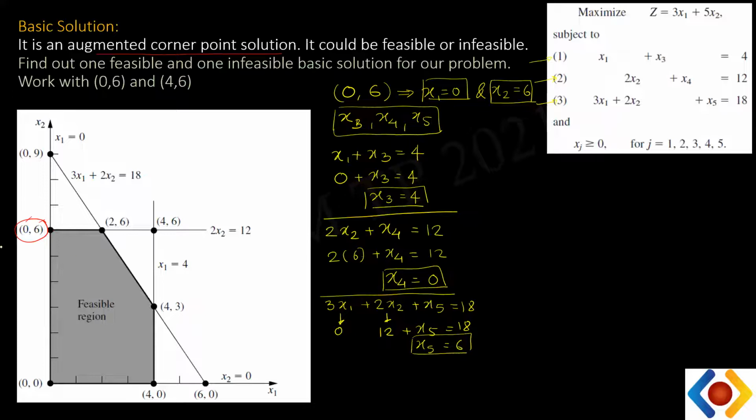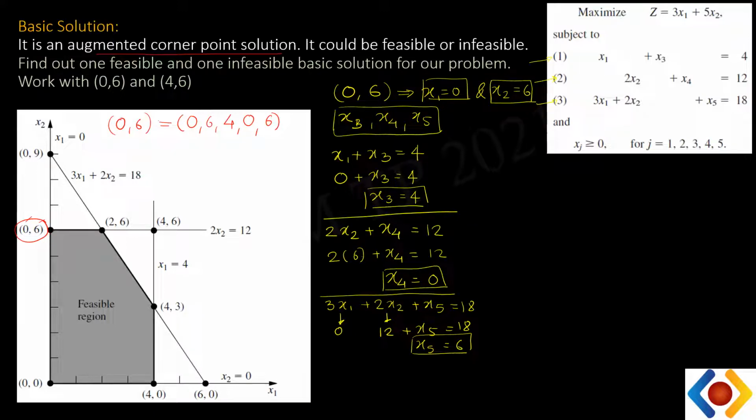So we say this solution (0, 6), which is a basic solution, is the same as this in augmented form: (0, 6, 4, 0, 6). x3 is 4, x4 is 0, and x5 is 6. Everybody comfortable with this? Understood? Yes, I got how it happened, and how we calculated the augmented form.